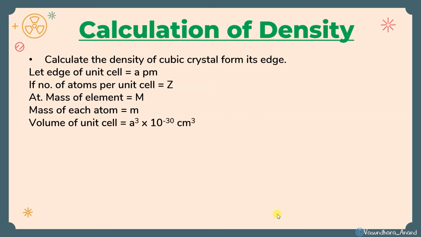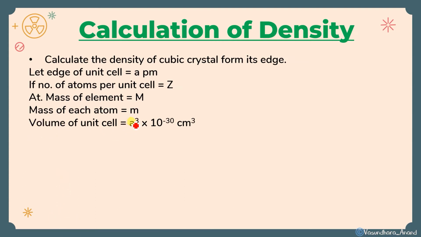Here a is the side length, and the number of atoms per unit cell I am considering as Z. As I told you in the starting, Z tells you the number of atoms per unit cell. For BCC it is 2, for FCC it is 4, for primitive it is 1. The atomic mass of the element is capital M, and the mass of each atom I am considering as small m. So if I want the volume, what do I have to do?